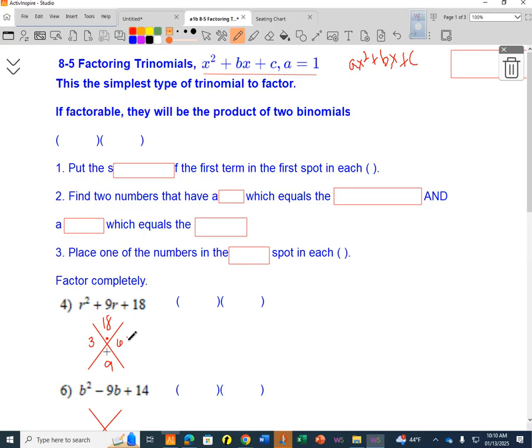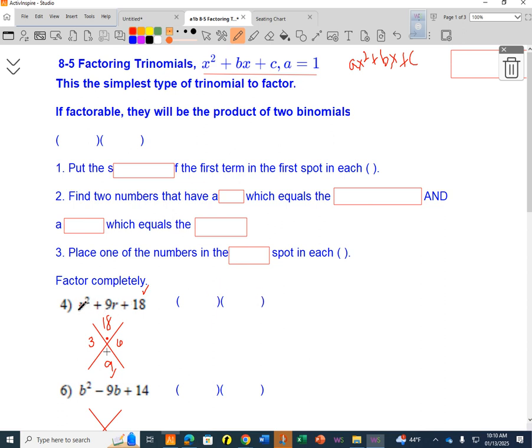What do you notice about 3 and 6 as it compares to 18 and 9? Do you notice the little dot I have here? What operation is this? Multiplication, right? So if you're looking here, what does 3 times 6 equal? 18, right? And what does 3 plus 6 equal? 9. So I will tell you, we're going to use these two in our factoring.